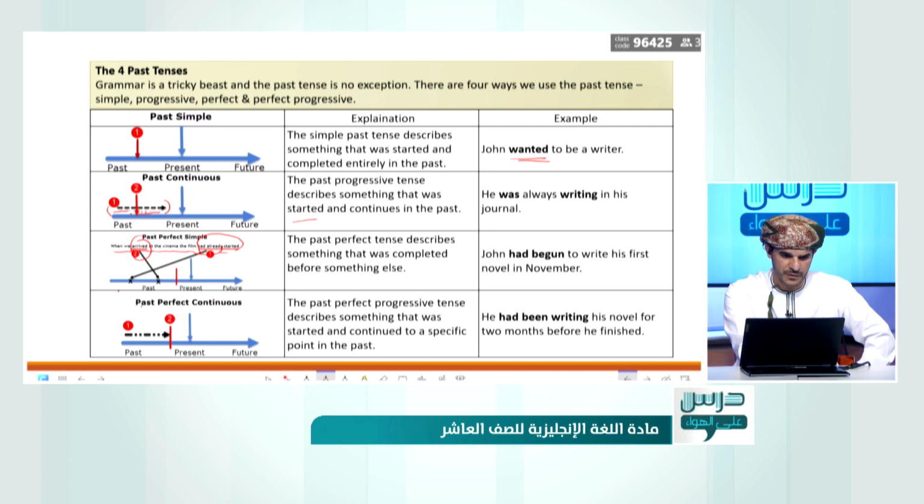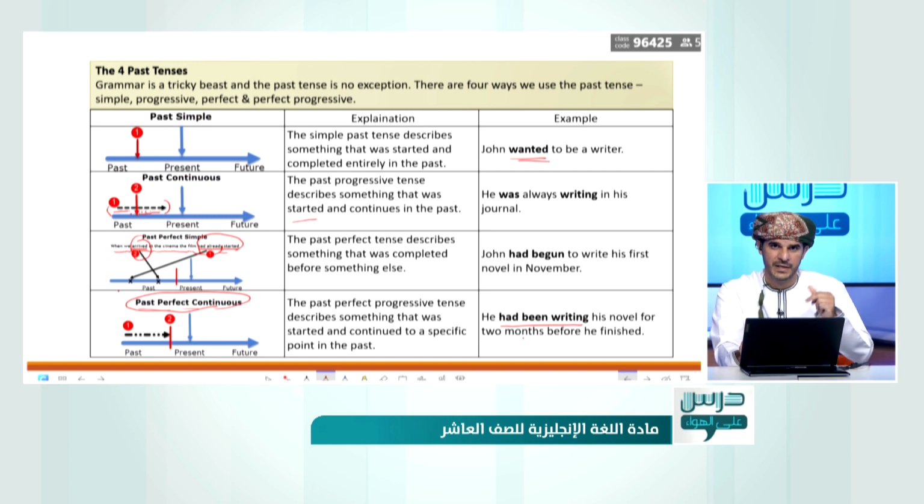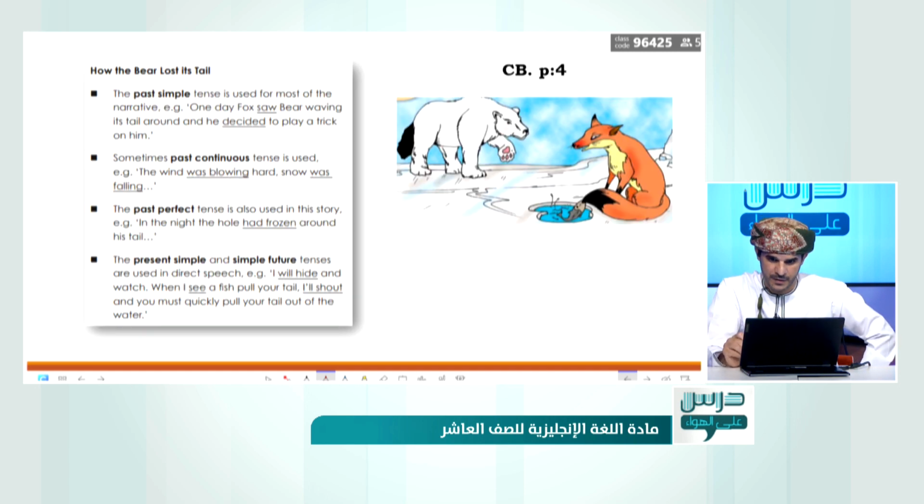Past perfect continuous, you don't have to study it, but it's good to know it. The past perfect continuous tense describes something that was started and continued to a specific point in the past, similar to past continuous. But here, he had been writing his novel for 2 months before he finished. So a specific time, whereas past continuous has no specifications. Okay, let's continue our lesson.